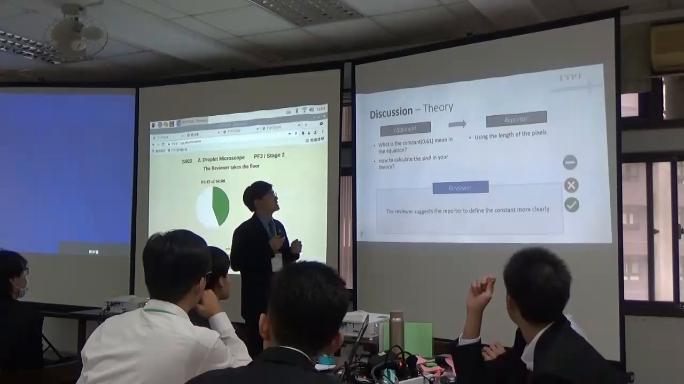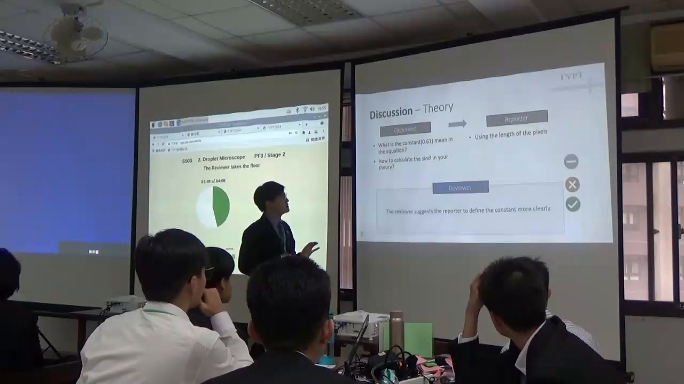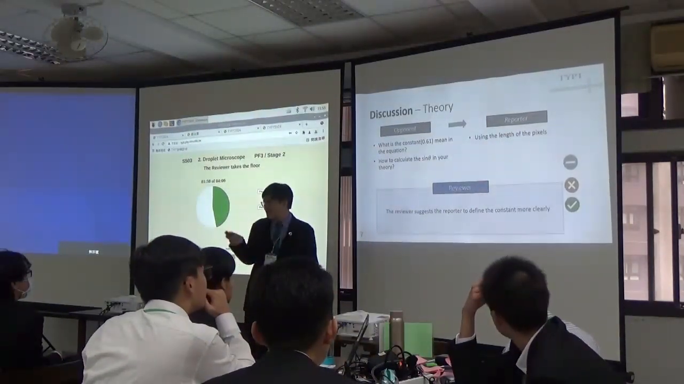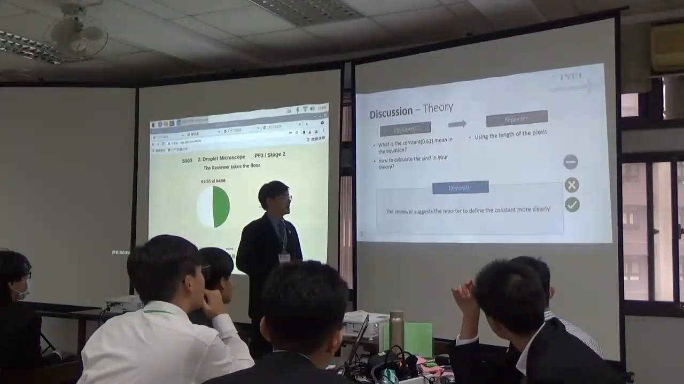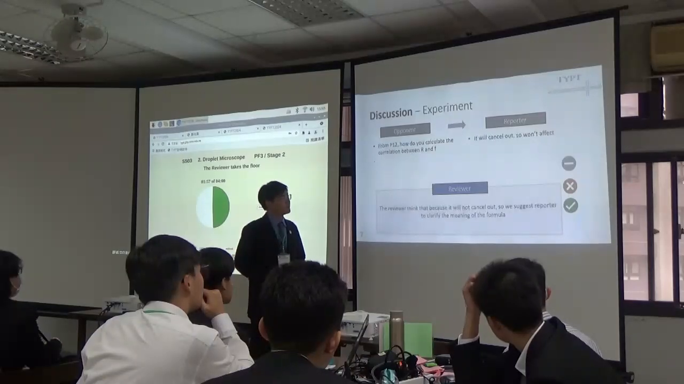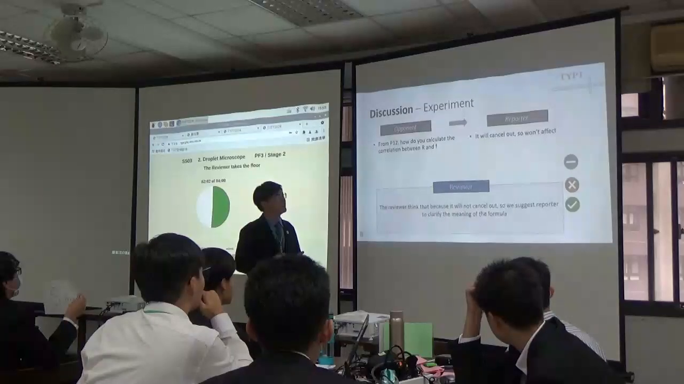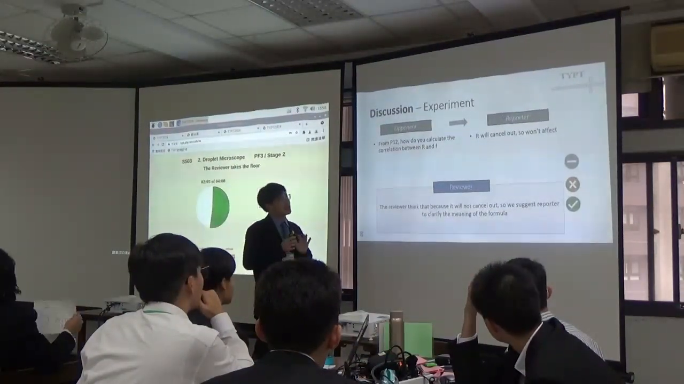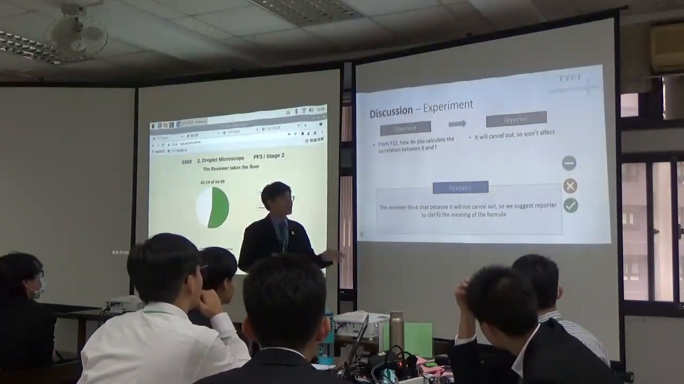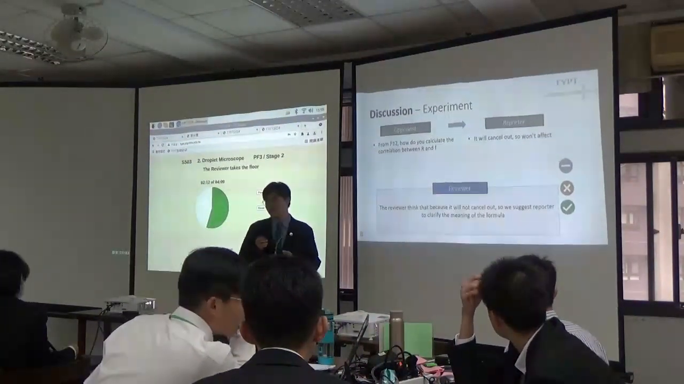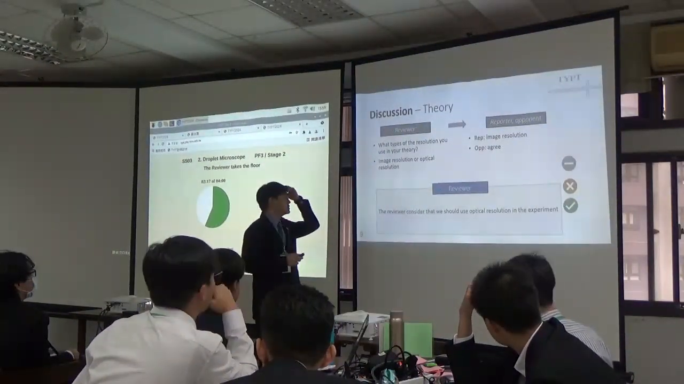So the opponent asked what the concept 0.61 means in the equation, and how to calculate the sine theta in your theory. And the reporter didn't say much, but he said something like using the pixel. And I suggest that the reporter should define the constant more clearly. And from page 12, how do you calculate the correlation between R and F? So the reporter answered that it will cancel out, which is very weird. And I think that because it will not cancel out, we suggest the reporter clarify the meaning of the formula.